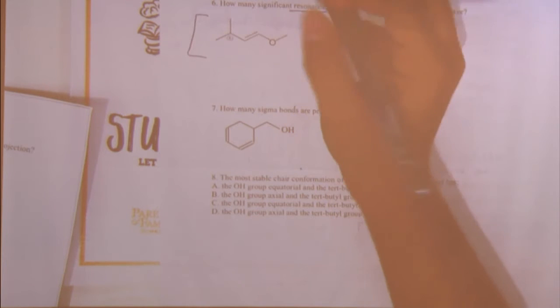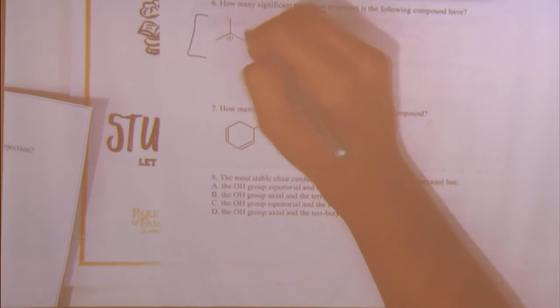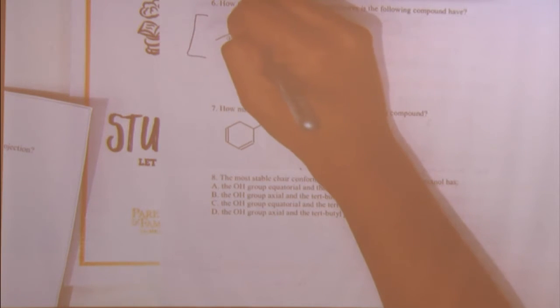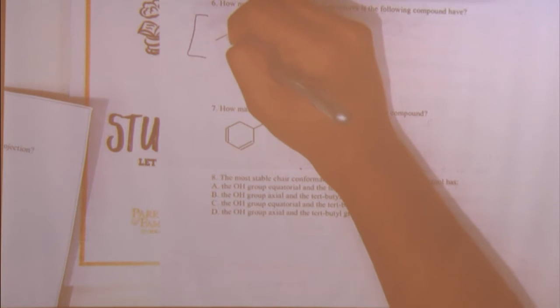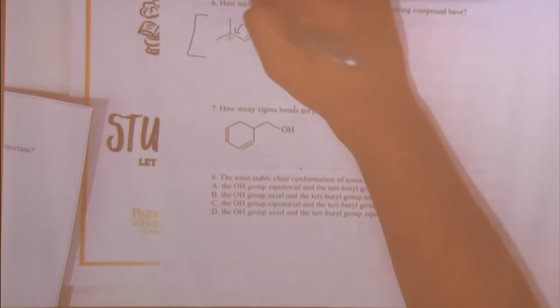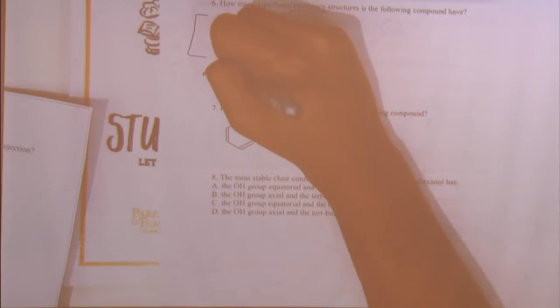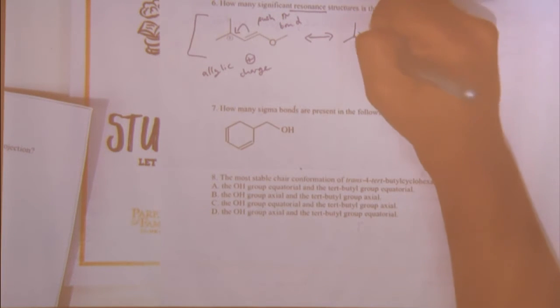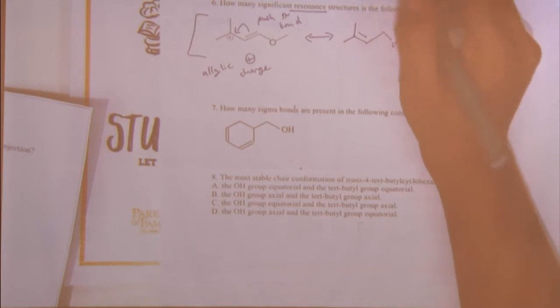So here, for instance, in the structure that we're given, we have an allylic positive charge relative to the pi bond. So we know that we can use an arrow to push this pi bond over to the positive charge, because this is an allylic positive charge. So then our next resonance structure will look something like this, with now the positive charge on a carbon.